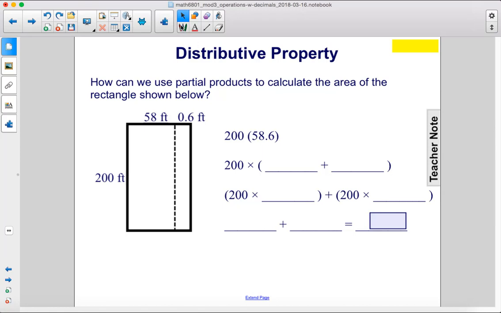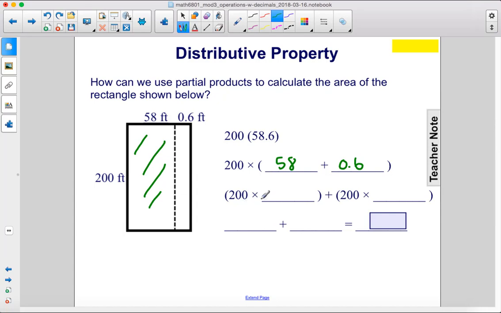So we split this up into 200 times (58 plus 0.6). So the area of this rectangle is 200 times 58, and the area of this rectangle is 200 times 0.6. So when you do that math, you see that 200 times 58 is 11,600, and 200 times 0.6 is 120. So together, our area of the whole thing will be 11,720.